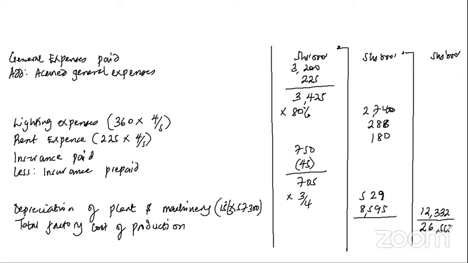However, we have to add the opening work in progress. Remember, work in progress is the cost of those items which remain incomplete at the end of the accounting period. So the opening work in progress is to be added to the total factory cost of production. So we have some opening work in progress in the question. So I'll say add.